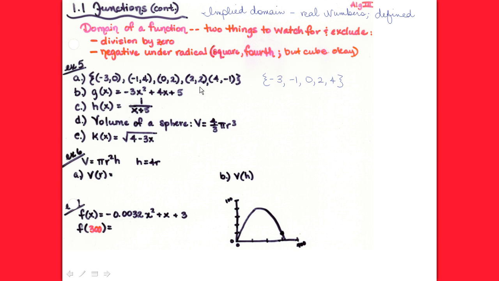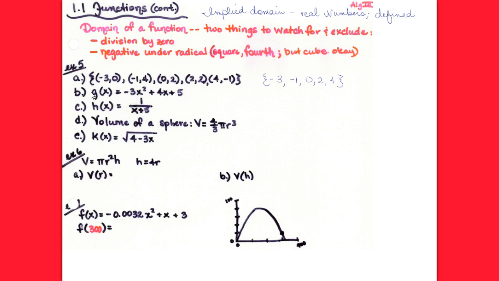Do you even have a denominator? No, so there's no way you're going to get 0 in the denominator, right? Is there any chance of getting a negative under the square root or fourth root for this one? Maybe. For B, do you even have a square root or a fourth root?